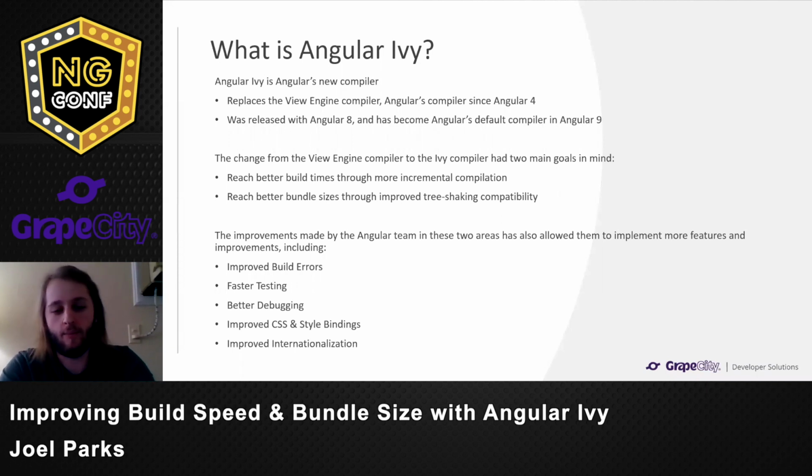Now, along with these two main features, Ivy has also introduced a host of other improvements, such as improved build errors, faster testing, better debugging, improved CSS and style bindings, and improved internationalization. We'll take a look at each of these features in a little more depth throughout the presentation. We'll also take some time to go over any potential changes that developers may need to make, as well as building libraries compatible with both View Engine and Ivy compilers, and consuming those libraries with your Ivy applications.